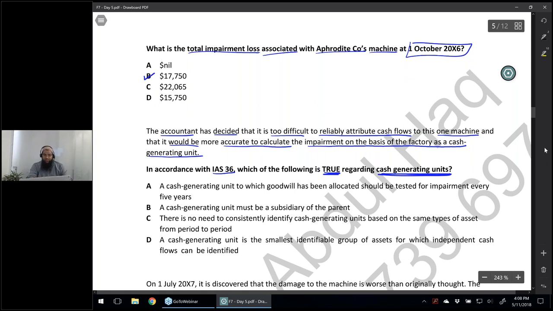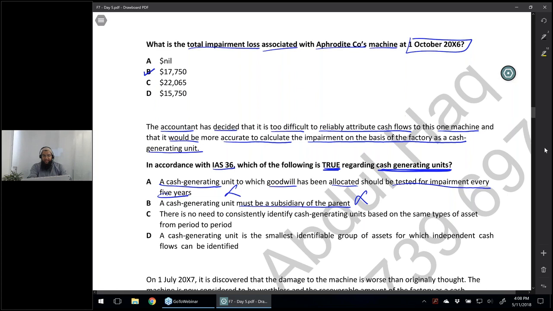A: A cash generating unit to which goodwill has been allocated should be tested for impairment every 5 years. Have you studied any such rule? No. B: The cash generating unit must be a subsidiary of the parent. Obviously not. It may not be a subsidiary. It may be any department of the company, any product of the company, I would say a strategic business unit of the company.